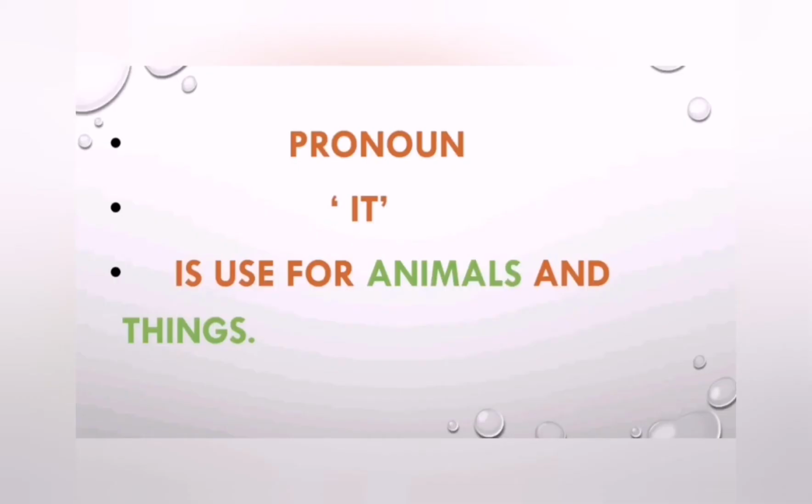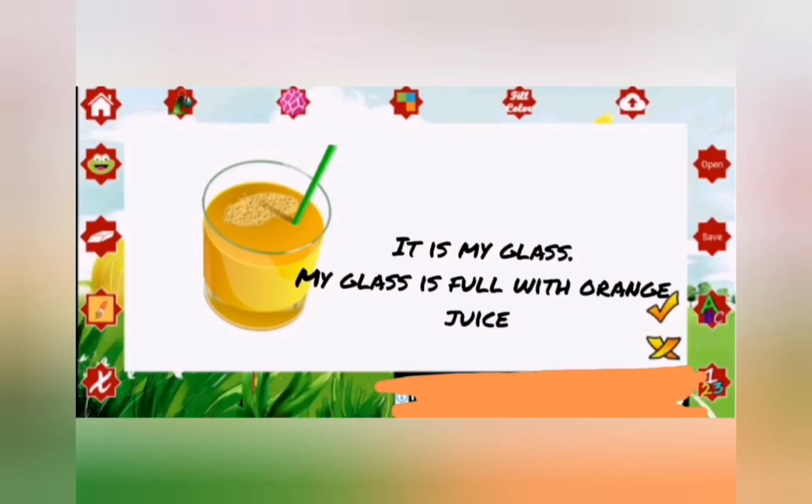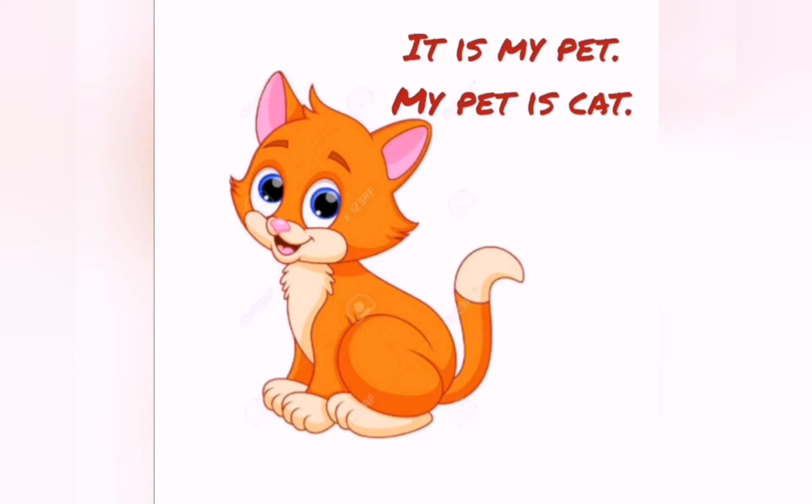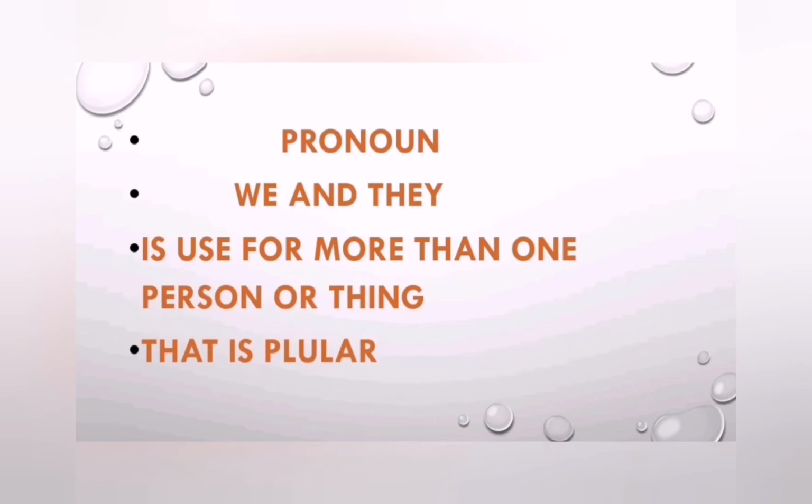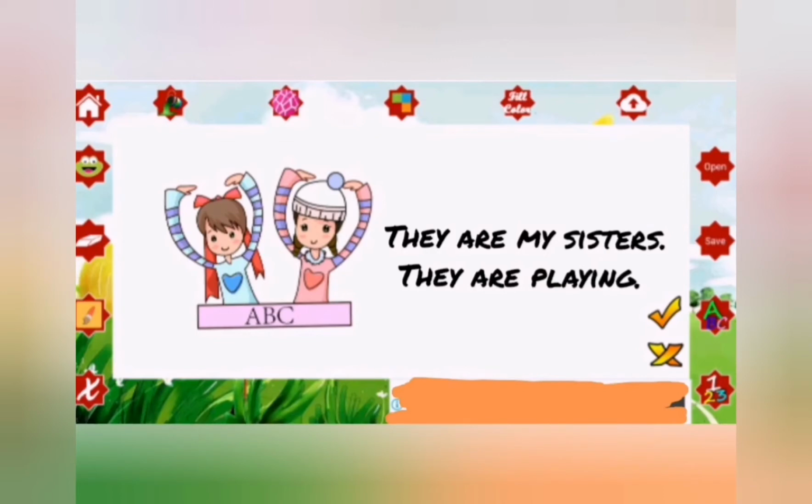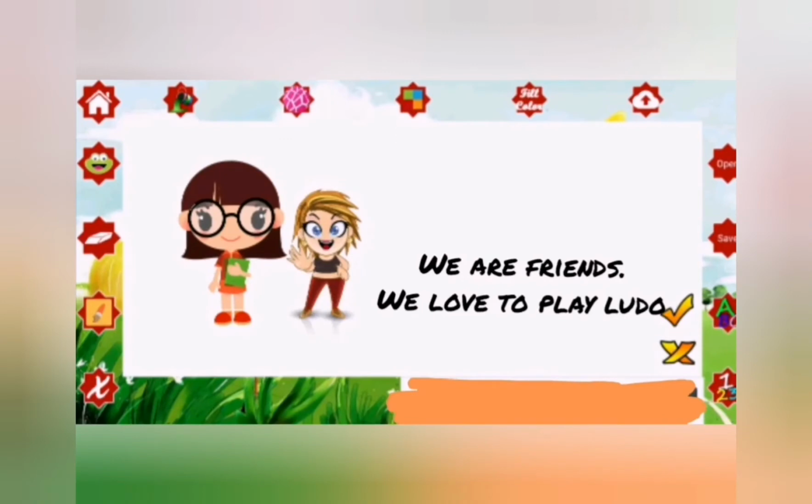Pronoun it is used for animals and things. It is my glass. My glass is full with orange juice. It is my pet. My pet is cat. Pronoun we and they is used for more than one person or thing, and that is plural. They are my sisters. They are playing. We are friends. We love to play Ludo.